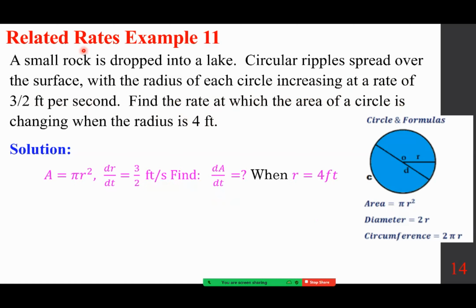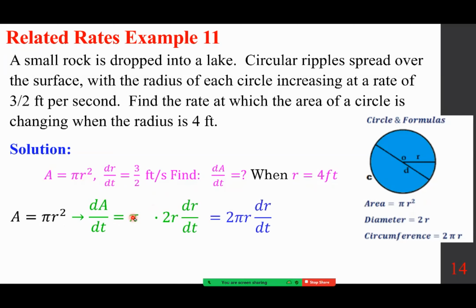So this is the translation of the question. A equals pi r squared. We know dr/dt is 3/2 feet per second. We want to find dA/dt at the precise moment where the radius is 4. And so we want to differentiate this. A is pi r squared. dA/dt is pi times 2r dr/dt. Pi is a number, and then r squared becomes 2r dr/dt. When we put them together, it's 2 pi r dr/dt.